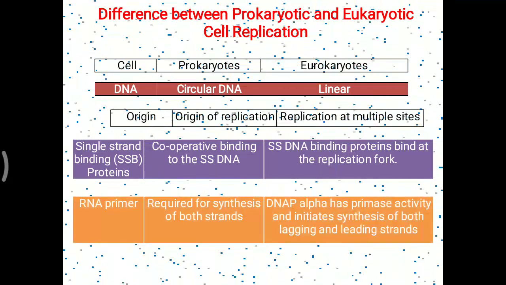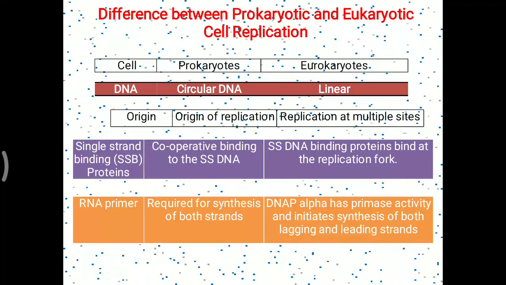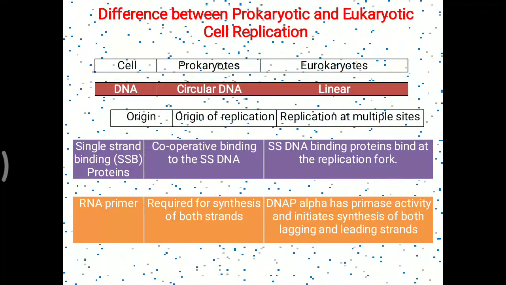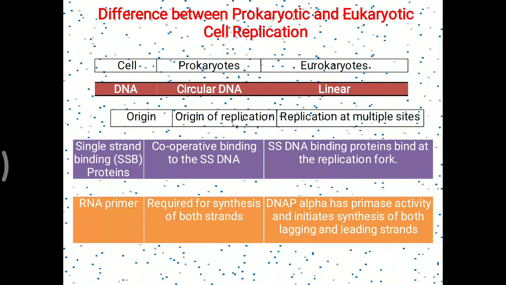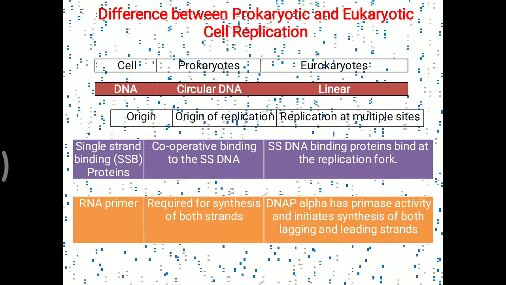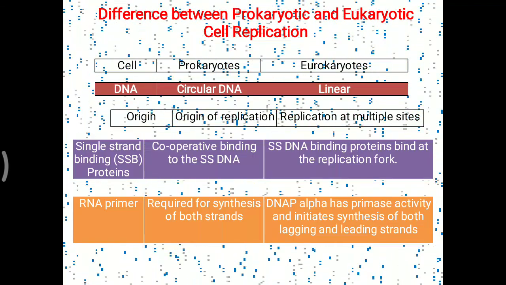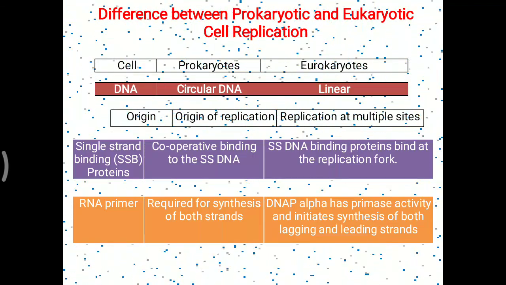Further, RNA primer. An RNA primer is required for the synthesis of both strands. It is the same way for the eukaryotic, but here DNA polymerase alpha also has primase activity and initiates synthesis of both the lagging and leading strand. So that is the difference between origin, single stranded binding protein and RNA primer.